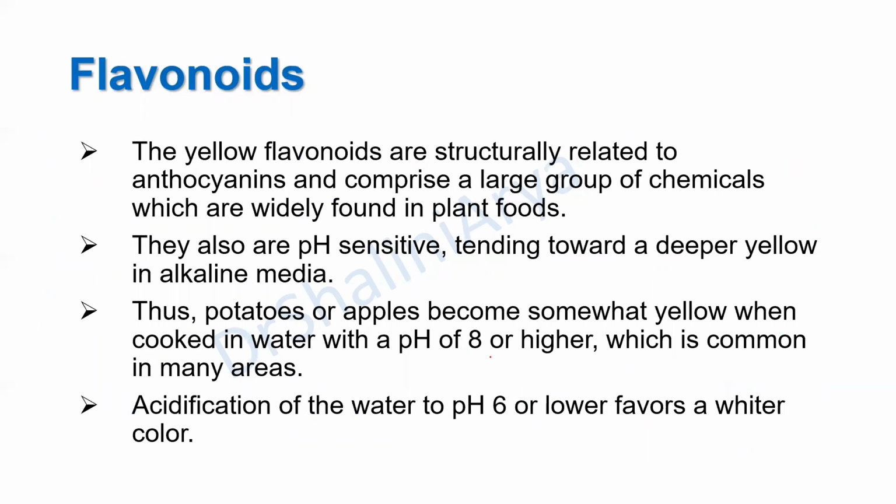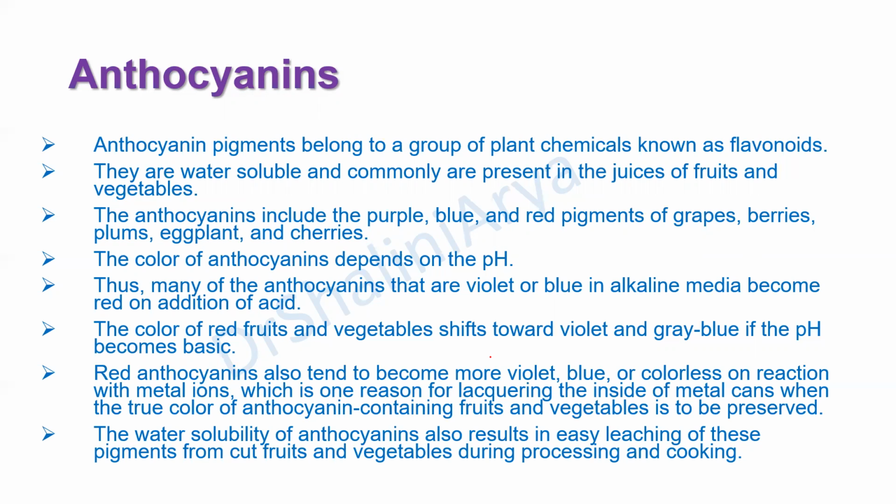Red anthocyanin becomes more violet, blue or colorless on reaction with metal ions, which is one reason for lacquering the inside of metal cans when the true color of anthocyanin containing fruits and vegetables is supposed to be preserved. For example, if you want to preserve or can pieces of beetroot, in that case, it will be considered.